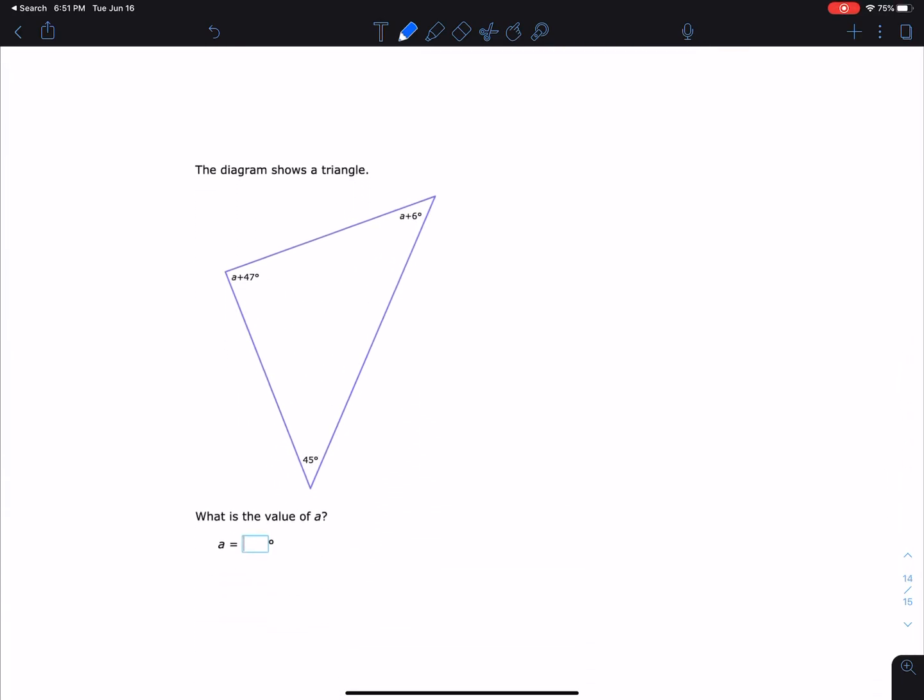All right, so now they're just giving you more complex kind of angles. They want the value of a, so I would say a plus 47 plus a plus 6. Just adding all three angles up. Plus 45 degrees is 180. Okay, so let me see. I'm going to do 180 minus 45 minus 6 minus 47.